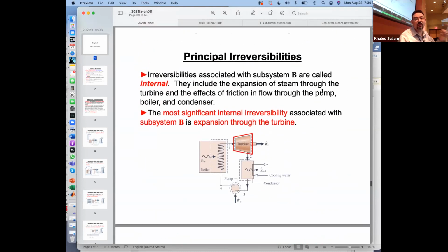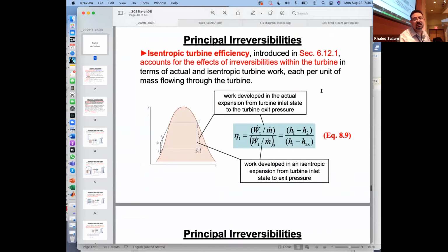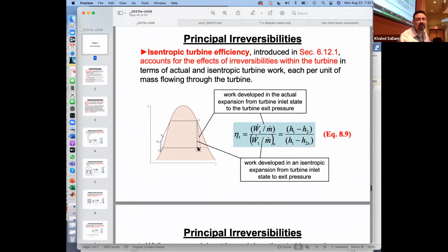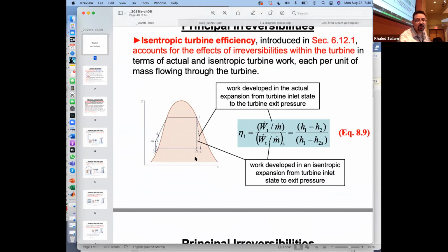All right, so now the irreversibility in the system, of course, is the efficiency of the turbine. For this project, we assume isentropic, but in real life, it can be a little bit irreversible. You measure the difference between 2S and 2 by eta turbine. You can see it's (H1 minus H2) divided by (H1 minus H2S).